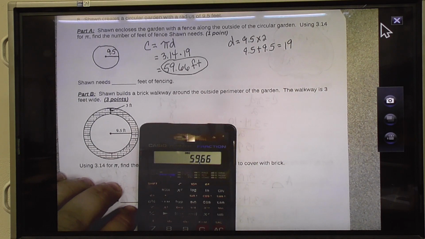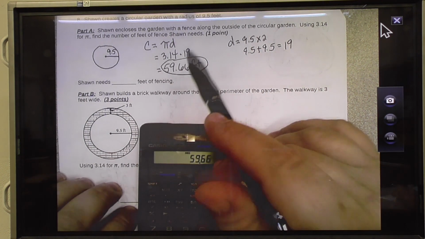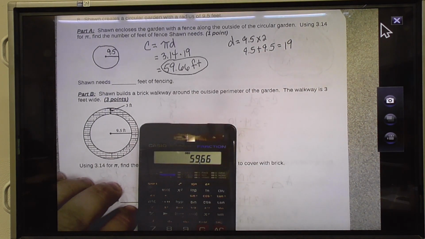So if we put 60, it still will give us the points? No, I want that number. Doesn't matter if we put the feet behind it? No.